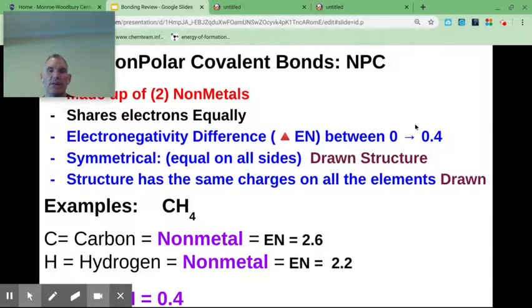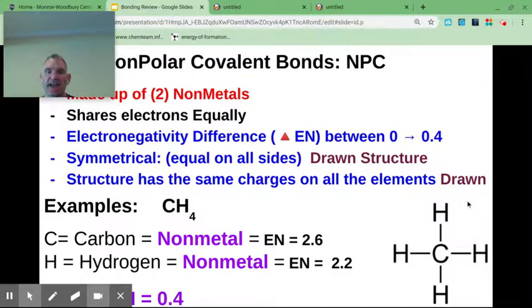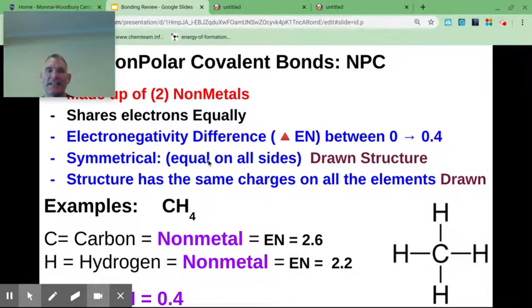Notice that 0.4 is in this range. So I know I'm leaning towards my nonpolar side. But to get the complete picture, let's look at the actual structure. There's one carbon and there's 4 hydrogens. So that means when I draw out my structure, this is what I'm going to get. Now, if we take a look, notice that all 4 sides of my drawing are equal to each other. That's what makes it symmetrical, right?